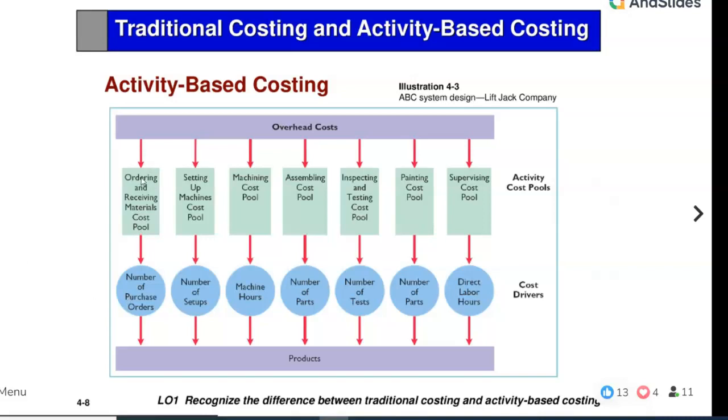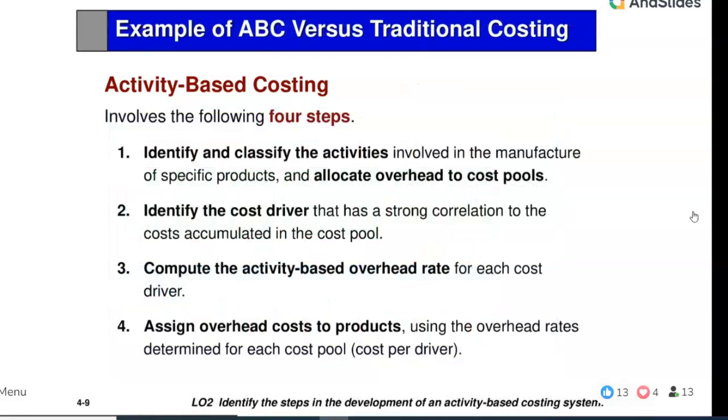Then I look and I say, okay, number of purchase orders is a cost driver for this category. Number of setups during the year is a cost driver for this one. Number of machine hours drives the cost. More machine hours, the more costs. So machine hours is the cost driver. Number of parts. If we're doing assembly, the more complicated product has more parts. Inspecting and testing. The more complicated product would have more inspecting and testing. So it's the number of tests. Painting. Okay, again, number of parts. And lastly, supervisory. So you get the idea that instead of having one big pool and one driver like direct labor hours or direct labor dollars, we have many pools and many drivers. So we come up with different rates for each pool.